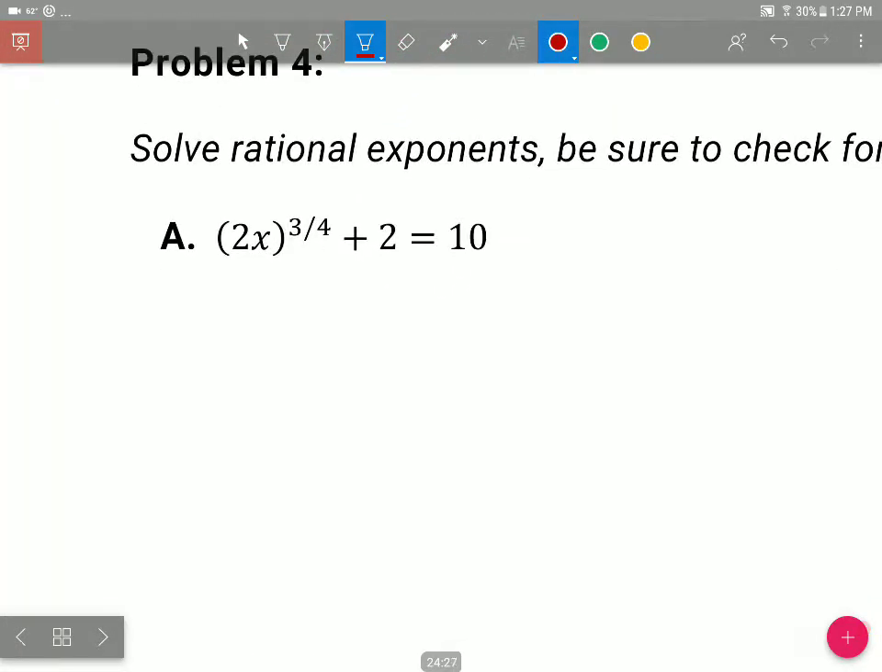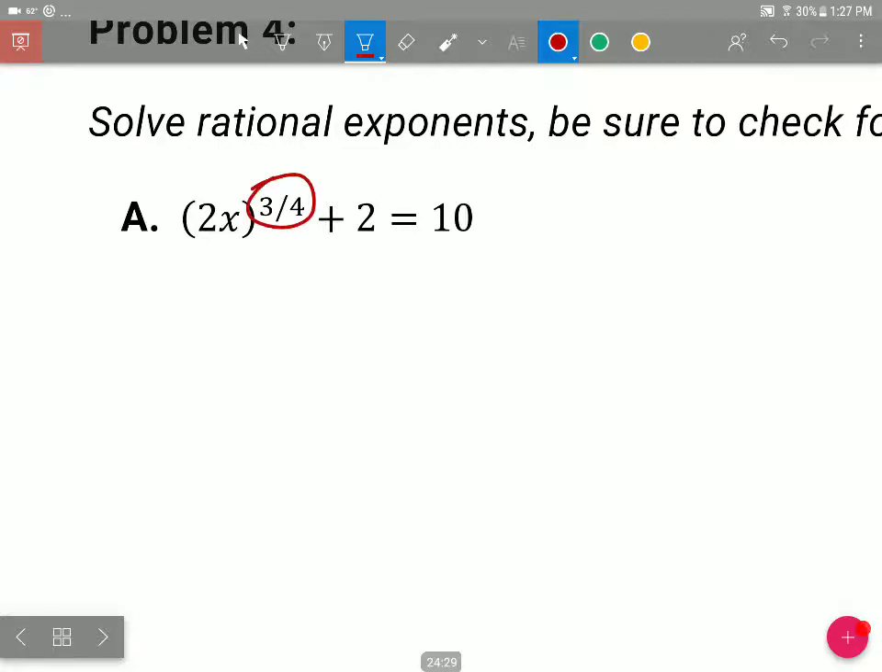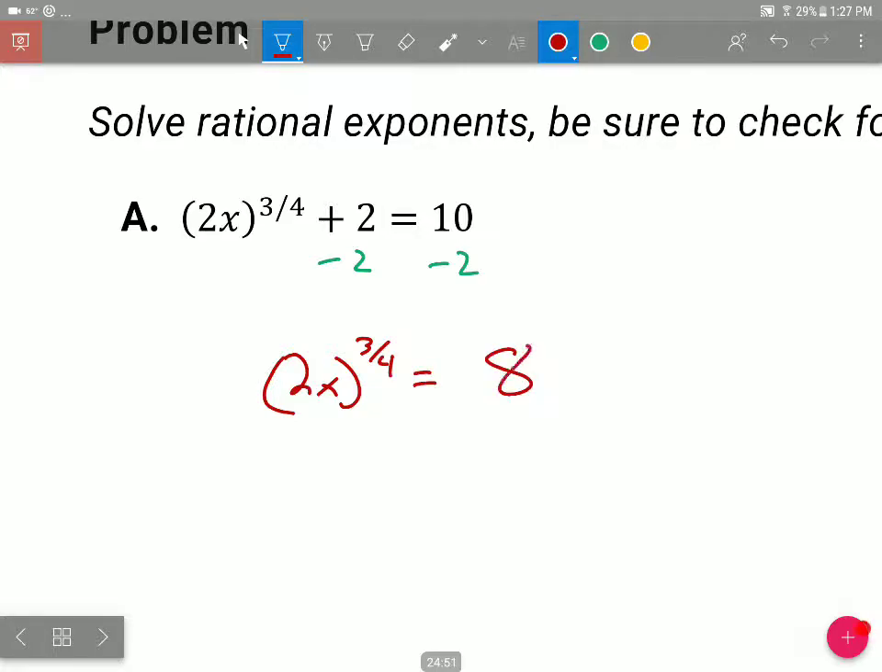Letter A. Okay, I got a rational exponent. You may look at that and go, oh my God, what do I do with that? Well, a fractional exponent is a root. That is a fourth root. So we're going to treat it like a root. So, subtract your 2. You get 2x to the 3/4 equals 8. All right, how to get rid of that exponent? You're going to raise it to the 4/3. You're going to flip the fraction and raise it to that power.